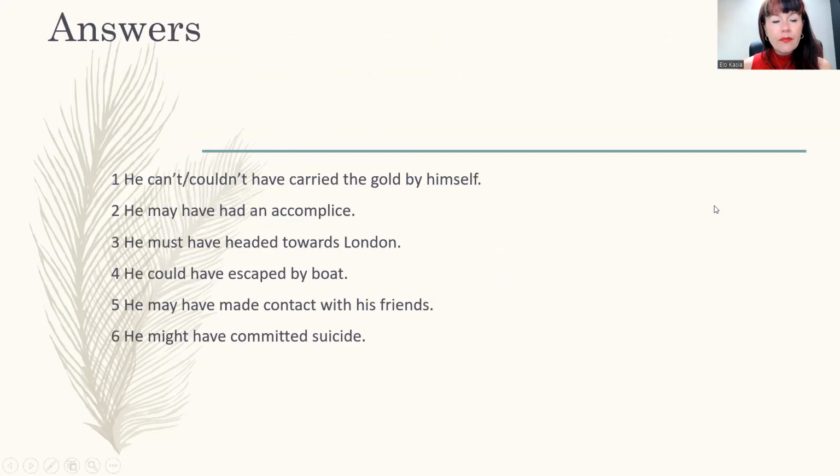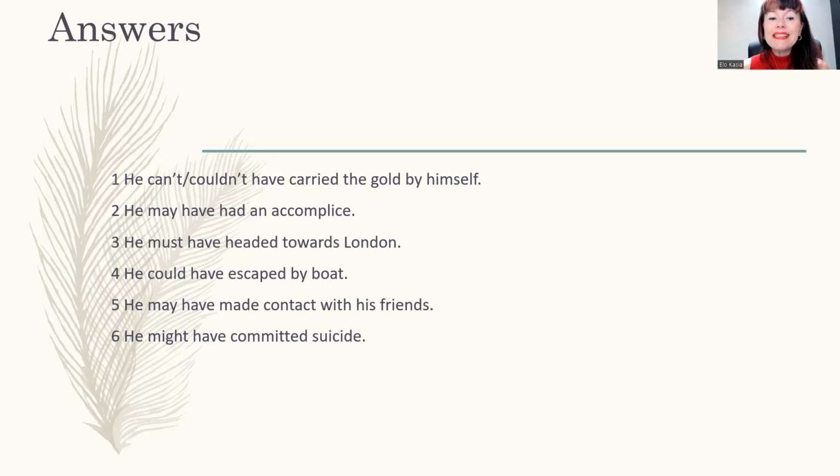Now, he can't or couldn't have carried the gold by himself. Yes, you are sure of that because maybe the bag was too heavy, maybe there was too much gold, maybe like 100 kilos. So he can't have carried it by himself, or he couldn't have carried the gold by himself. He may have had an accomplice. So we are not sure about that. Maybe he had an accomplice, maybe not. Okay, he may have had an accomplice, because maybe somebody actually helped him carry the gold.